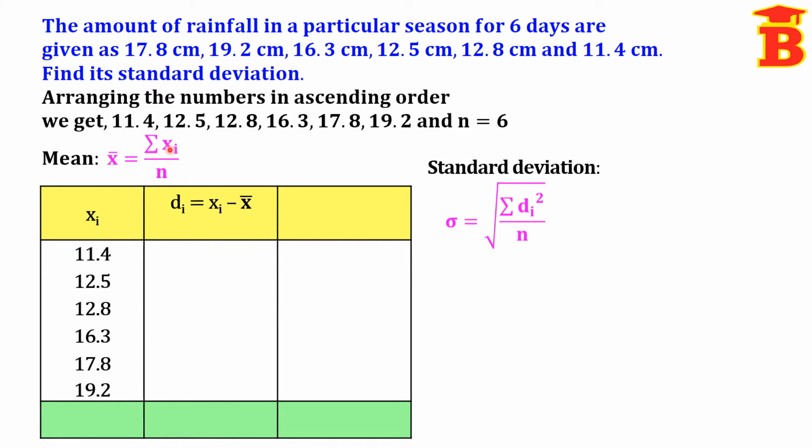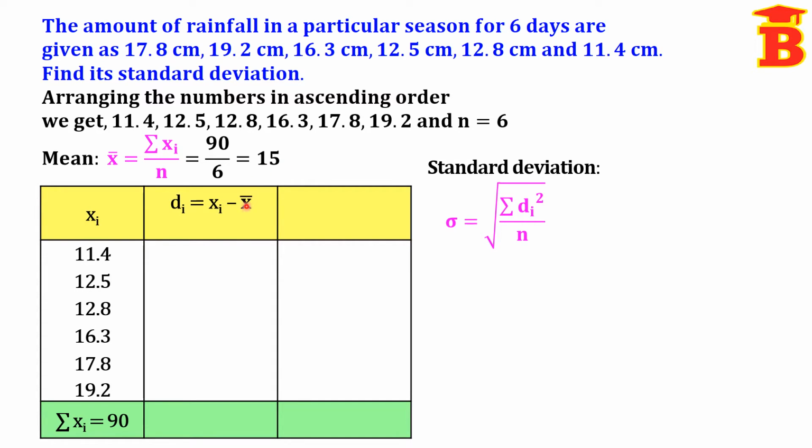So we have to take the total of xi. This is xi. We have to find the summation. Summation means total. So add these numbers and write the total here. So the total is 90. Substitute here. We get this is equal to 90 divided by n, number of values 6. 90 divided by 6 equal to 15. So we get x bar equal to 15.